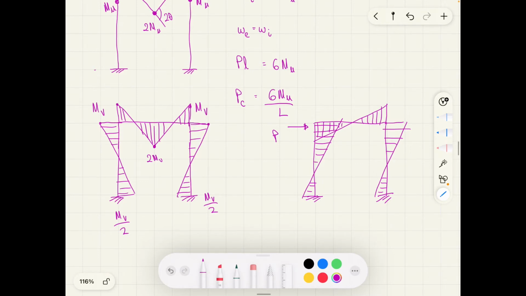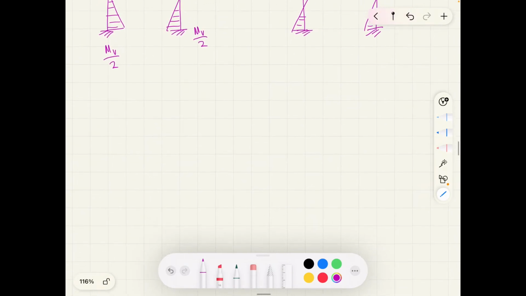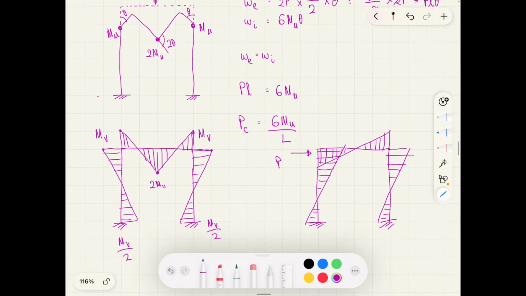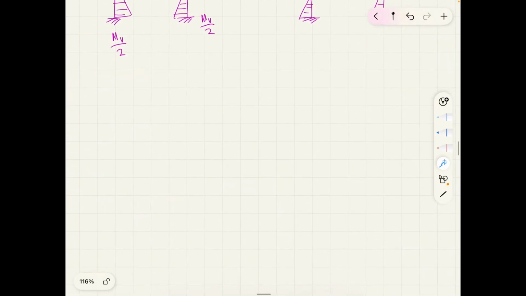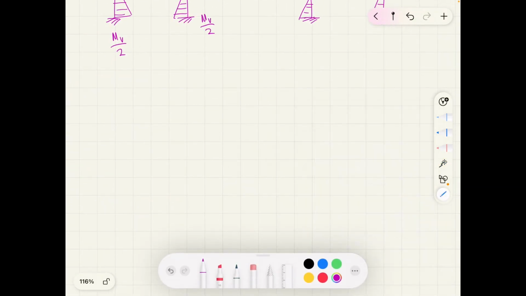Now we can draw a sway mechanism. We know that a sway mechanism is going to form when we have 4 plastic hinges. And we already have 2, and I'll show you the rest now. So the sway mechanism is due to the horizontal load. We have plastic hinge here, which means we will also have plastic hinges acting here and here. There we have 4 plastic hinges.